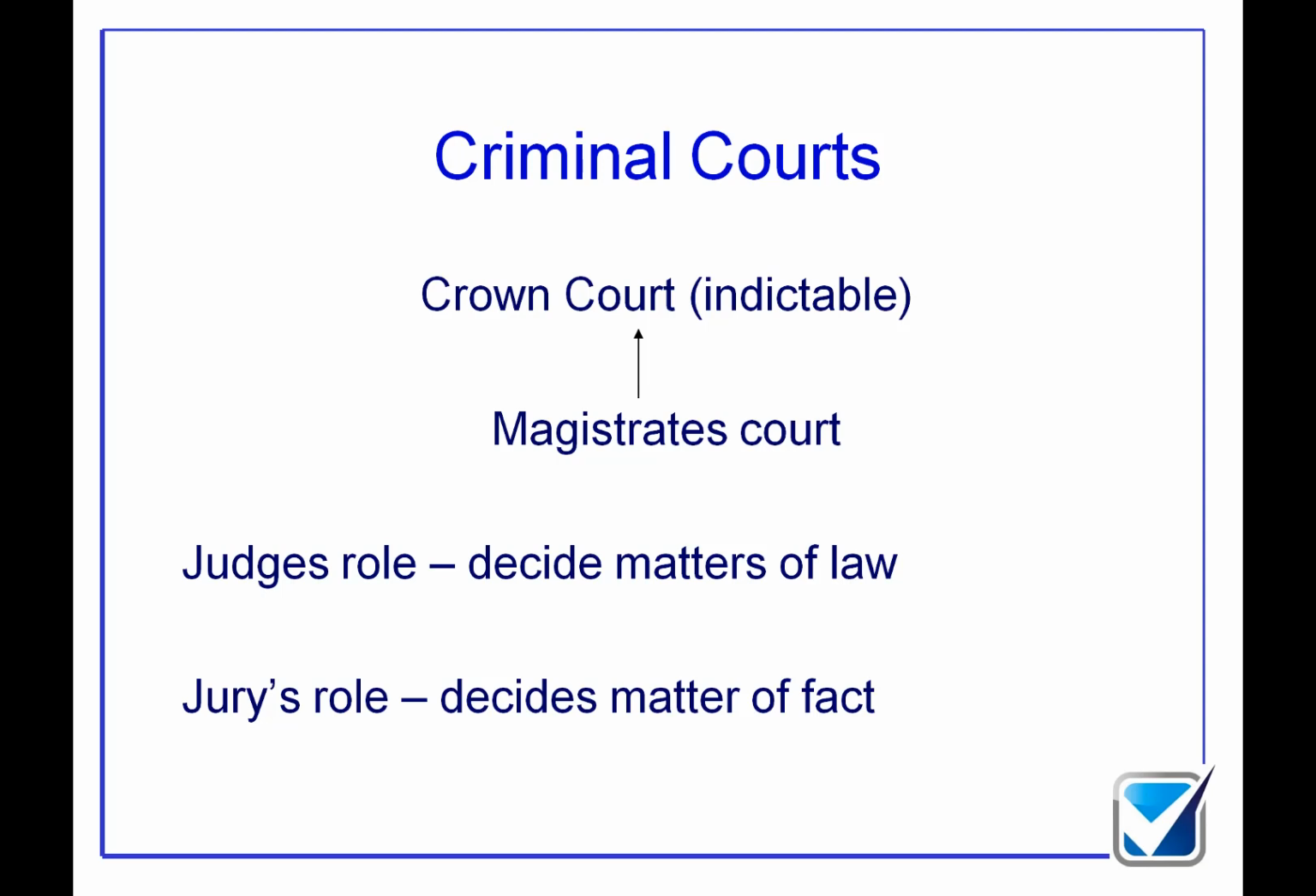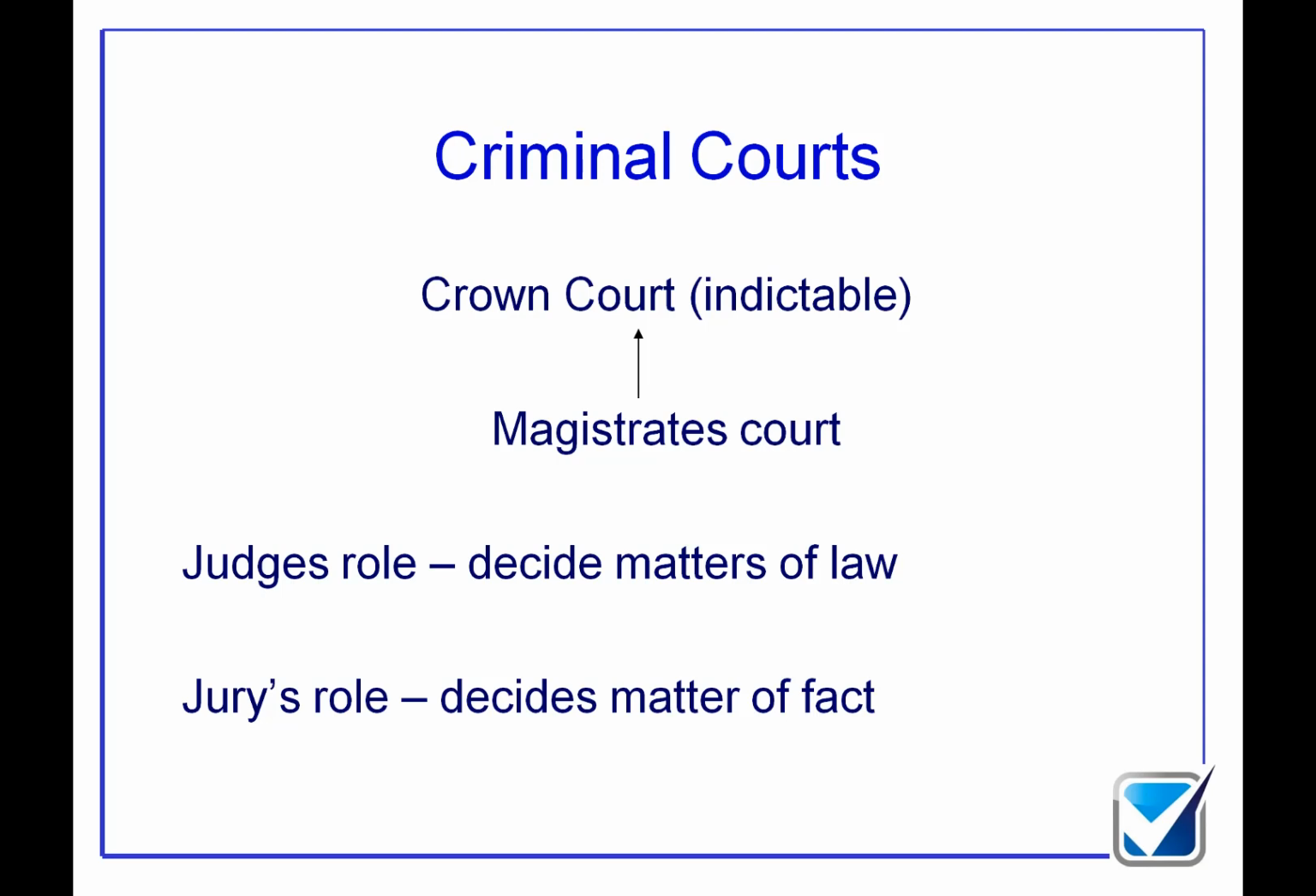Now, within the Crown Court, you've got a judge and a jury. The judge will make decisions on matters of law, so he will decide whether something has happened which is a legal issue. The jury of your peers will decide matters of fact, i.e., did you do something? So the jury decides whether or not you've done it, whereas the judge will decide matters of law.